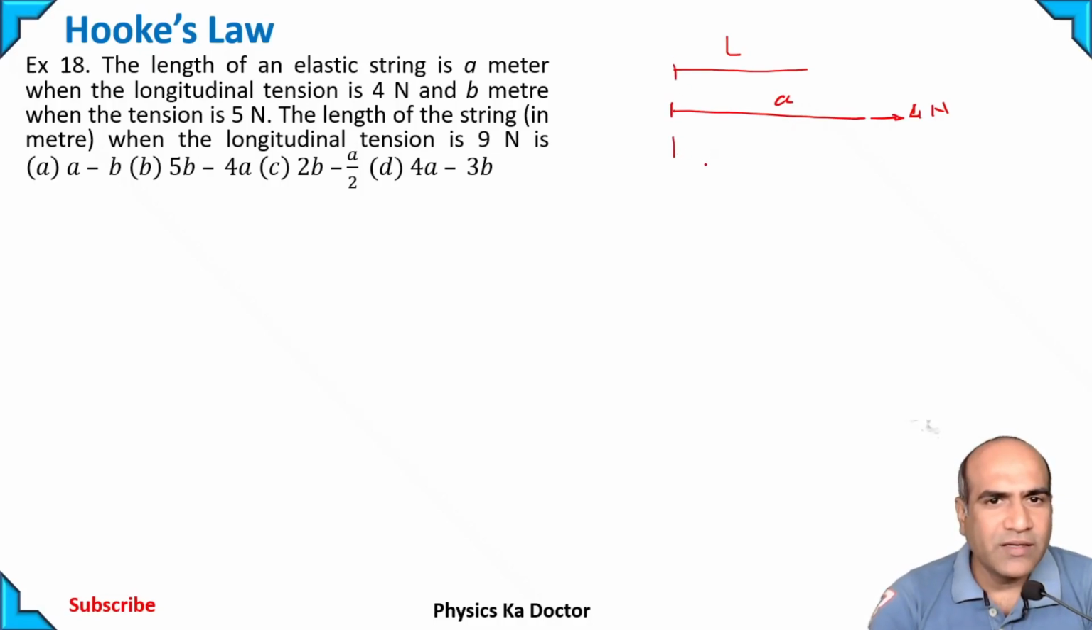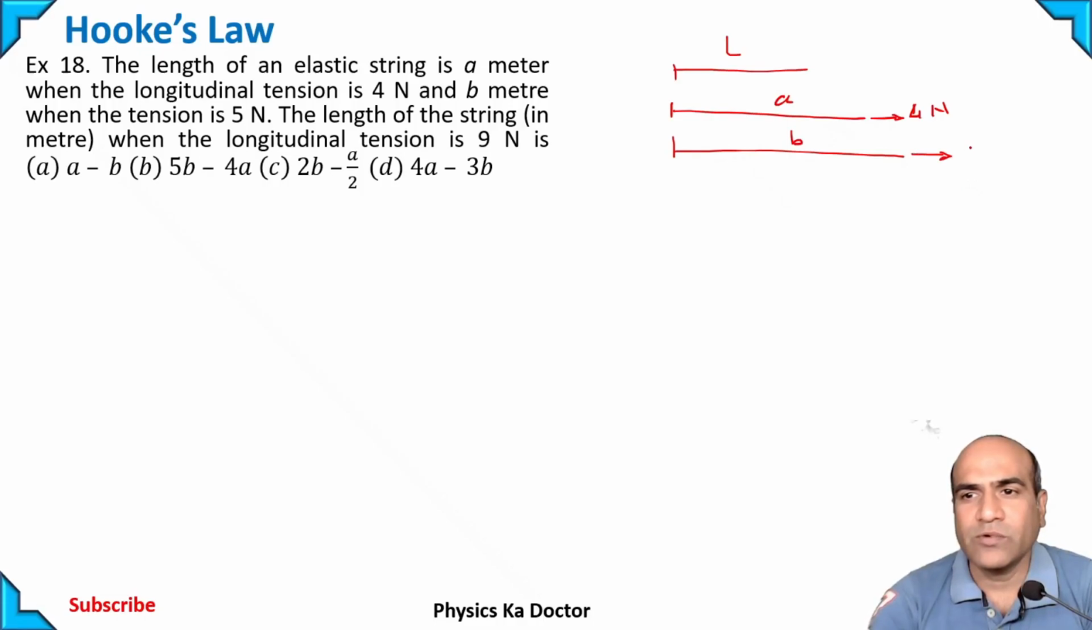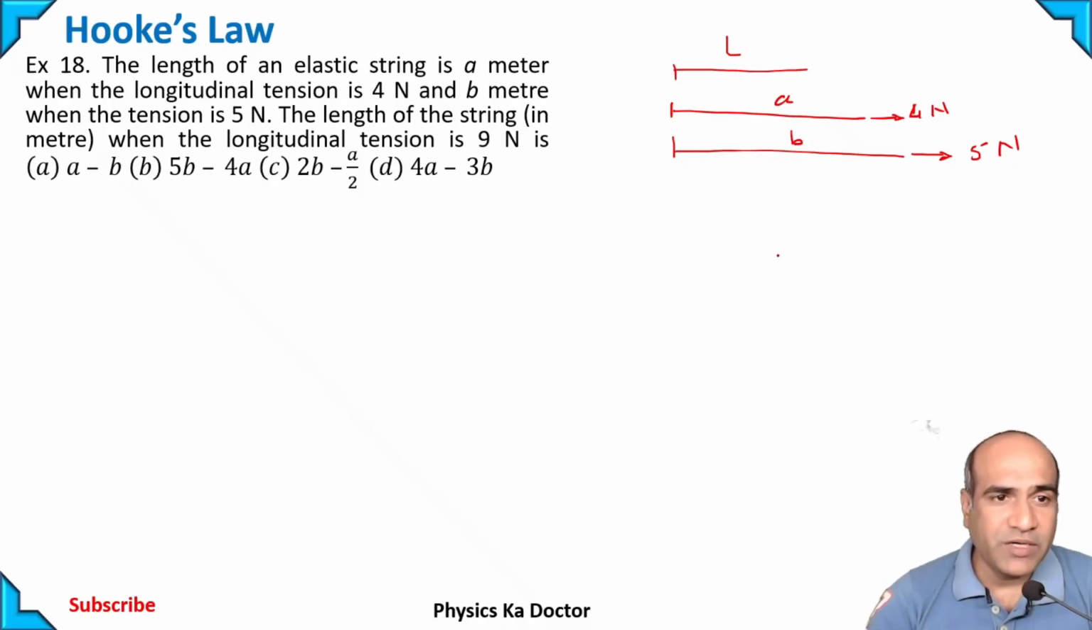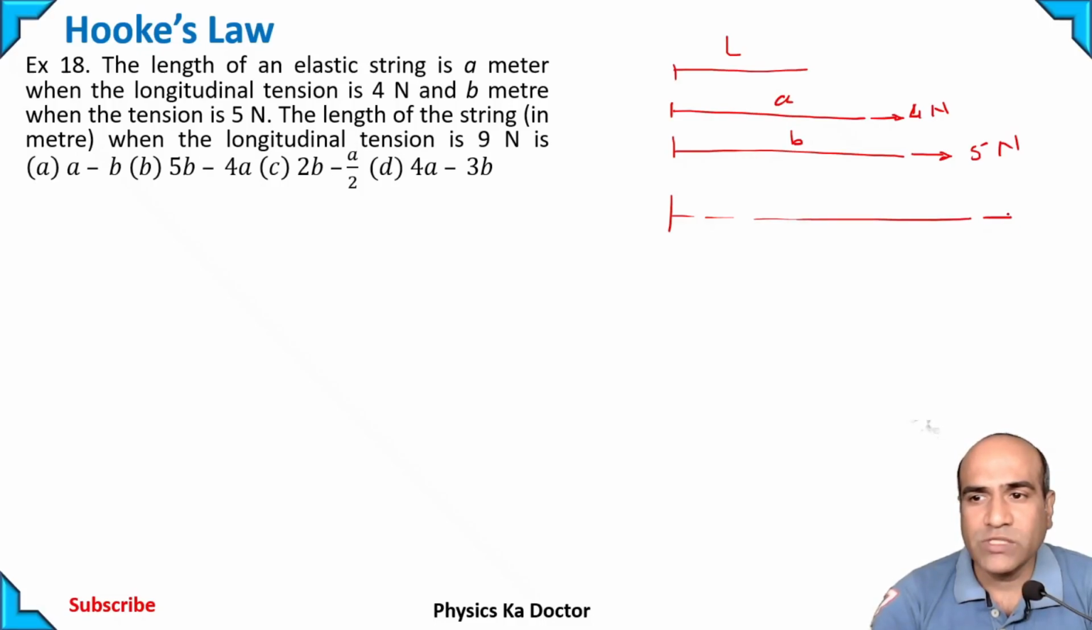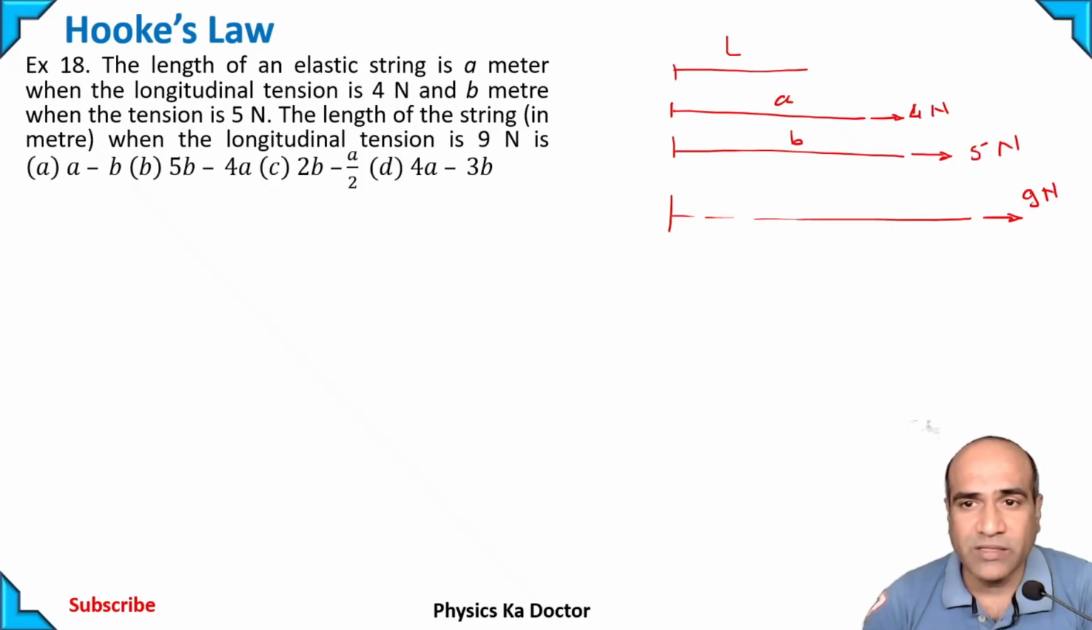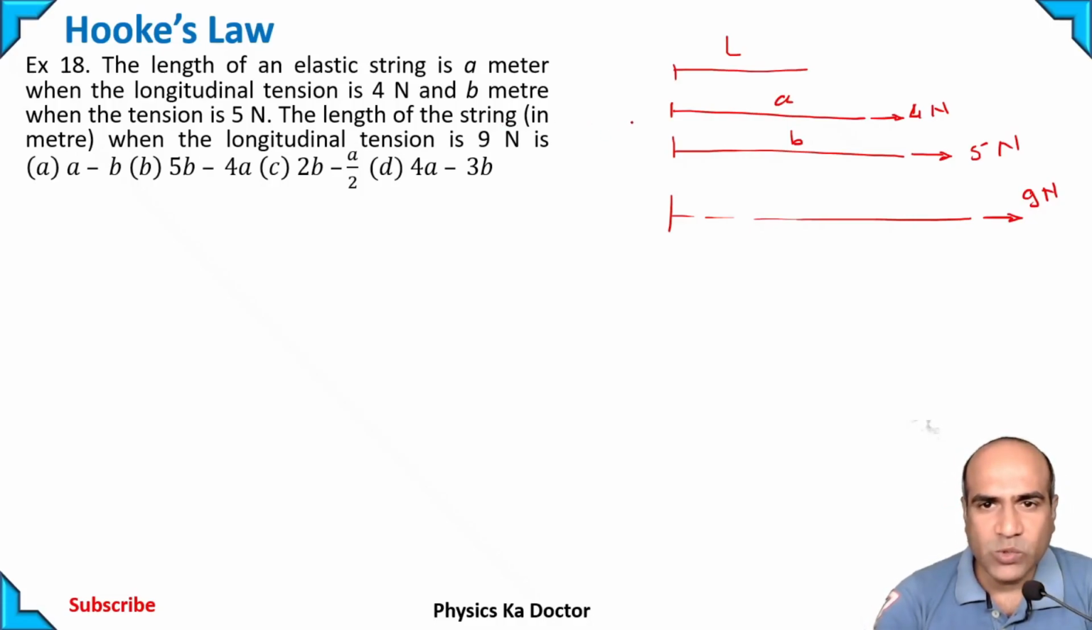If the length becomes B meter when some force of 5 Newton is applied, what should be the length of the string in meters when the force applied is 9 Newton? The options are: A) A minus B, B) 5B minus 4A, C) 2B minus A by 2, and D) 4A minus 3B. Right. So we need to consider these two as our main components, and based on that we need to solve it.